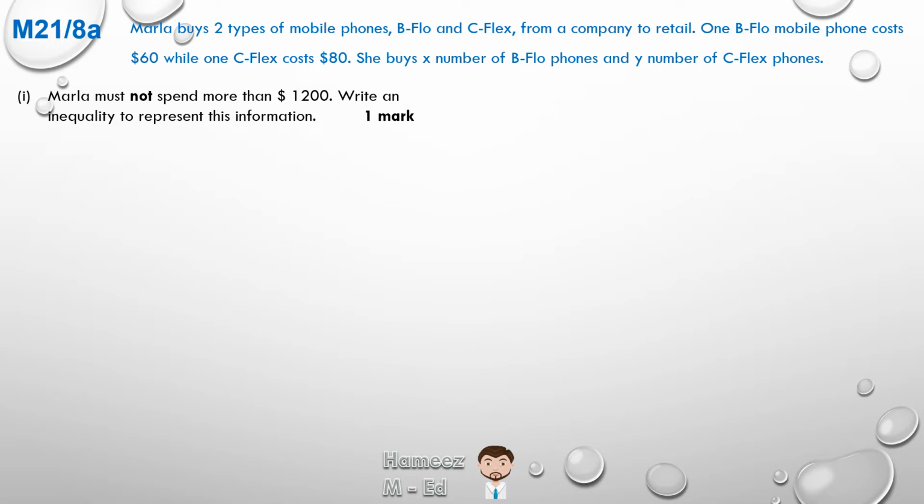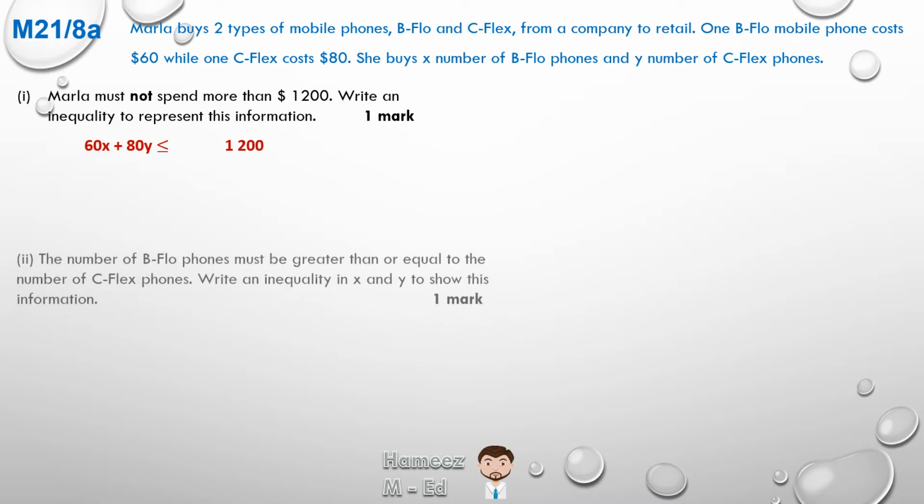Since B-Flow phones cost $60 and she buys x number of them, then the total cost she will be spending on buying B-Flow phones will be 60 times x. And similarly, it will be 80 times y, because there are y number of phones that she bought at $80 each. And if we add up 60x plus 80y, it must not be more than $1,200. So it must be less than or equal to $1,200.